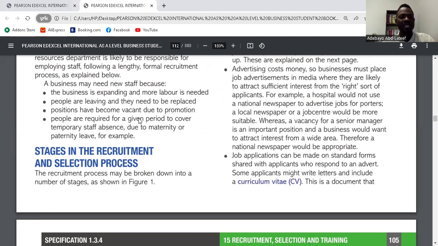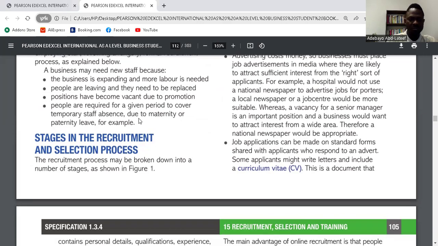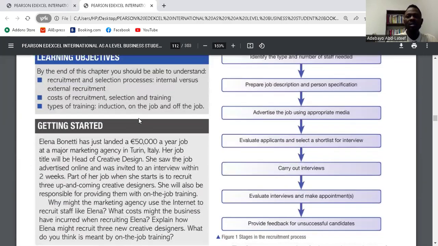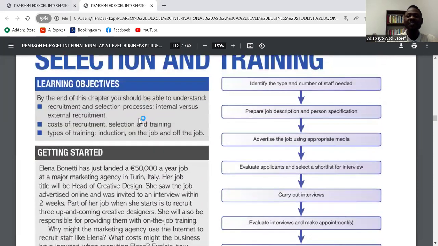So we'll go to the stages now, the stages in the recruitment and selection process. I'm just going to explain each stage one at a time. The first stage of recruitment and selection is identifying the type and number of staff needed. So there's a vacant position. As soon as there's a vacant position, say there are 4 or 5 positions vacant, we have identified those positions. That's the first stage. We need 5 workers for this position. That is identifying the type and number of staff needed.